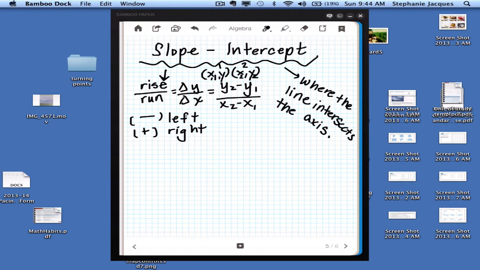And if the line slants to the left, it's going to be a negative slope. If it slants to the right, it's a positive slope.